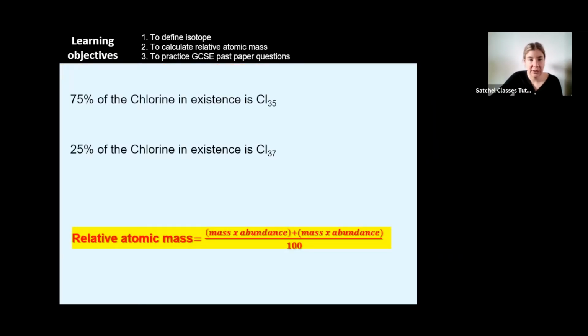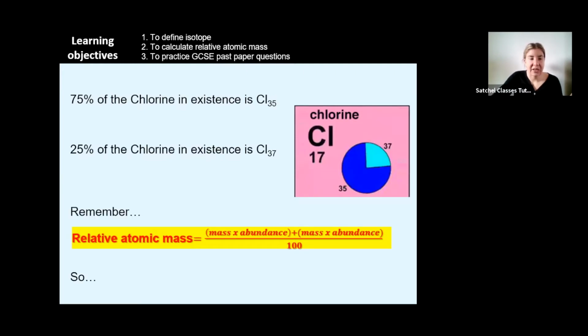Okay, so let's have a look at this. 75% of the chlorine in existence is chlorine 35. It has a mass of 35. 25% of the chlorine in existence is chlorine 37, so it's got a mass of 37. Now remember, to calculate the relative atomic mass, you do mass times abundance plus mass times abundance.